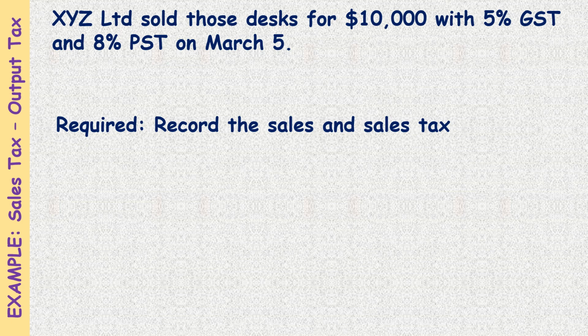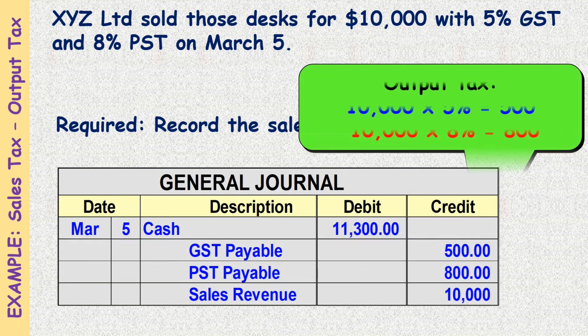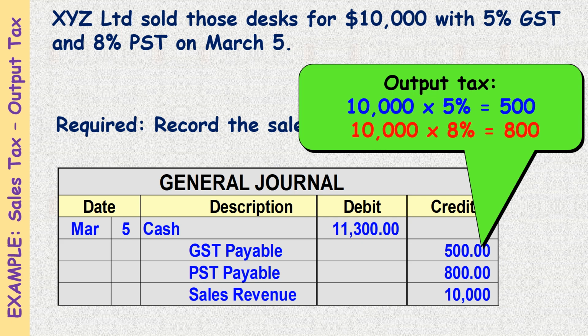behalf of the government. And the double entry is going to be to debit cash with $11,300, which is $10,000 of the desks plus $1,300 of GST and PST. So GST comes to be $500 and PST comes to be $800.